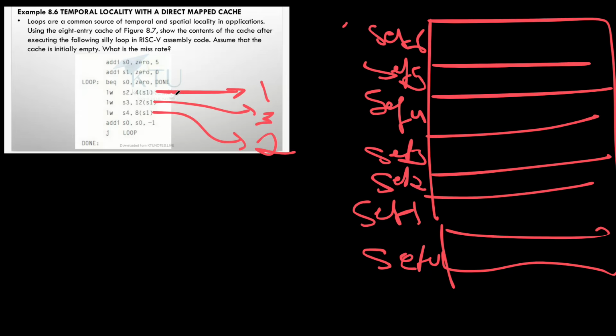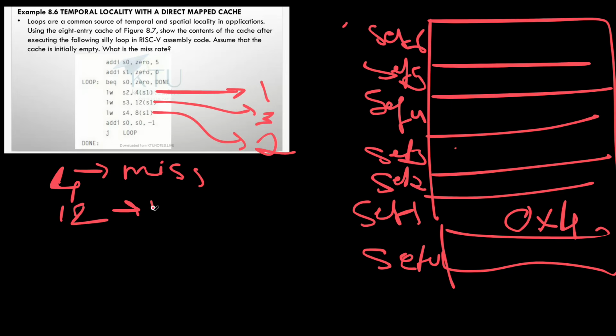So first what happened in set 1? This is our cache, and initially the cache is like this, there are no values in it, right? So first it will check whether set 1 has any value of 0x4. No, set 1 is actually empty. So we got the first cache miss, and we will put the value of 0x4 here in set 1. Now next we will access 12, which is in set 3. Set 3 is empty, so again for 12 also you will get a miss.